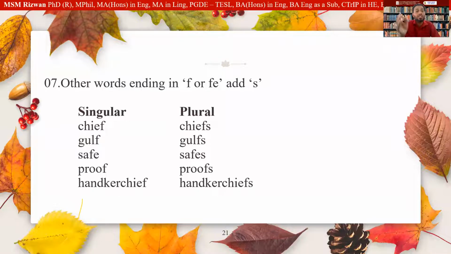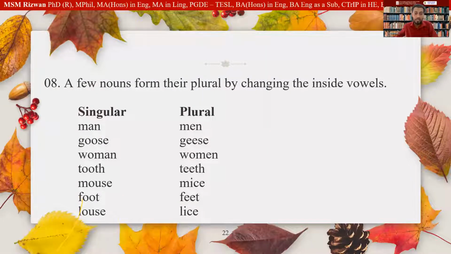Though the word ends with the letter F, as well as safe, S-A-F-E, which ends with the letters F-E, they are not changed. The F is not removed, but they have been added with the letter S. Chief, chiefs. Gulf, gulfs. Safe, safes. Proof, proofs. Handkerchief, handkerchiefs. You can find some more examples.